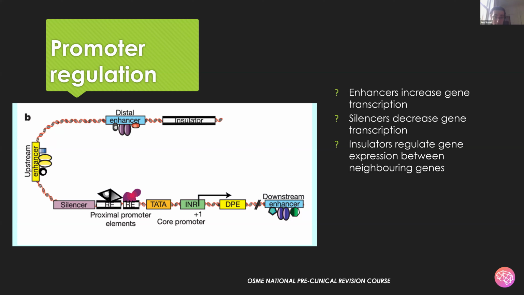And then insulators, which are unfortunately not on this diagram, regulate gene expression between neighboring genes. And that might be relevant, for example, for quaternary proteins that require multiple polypeptides of different genes.